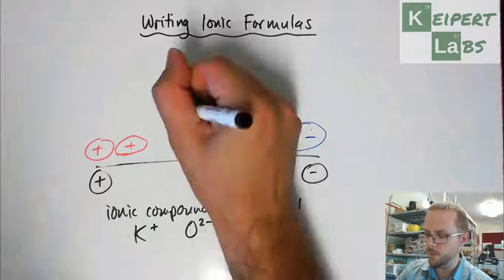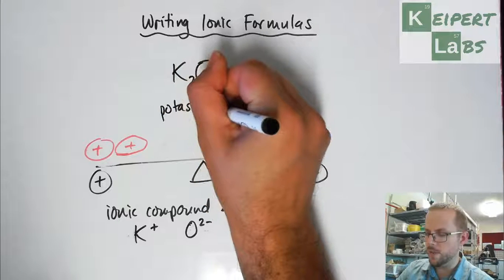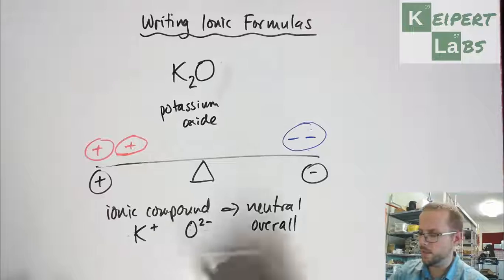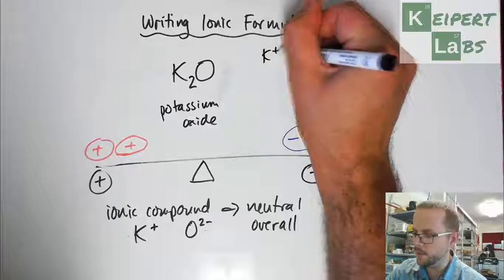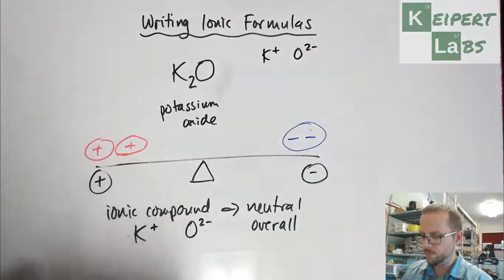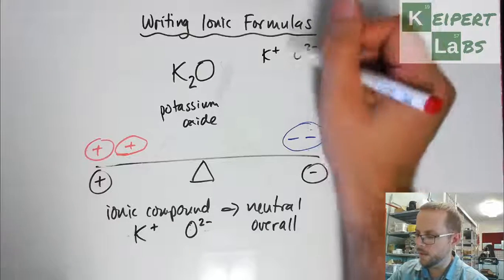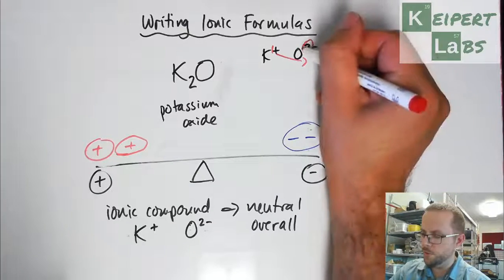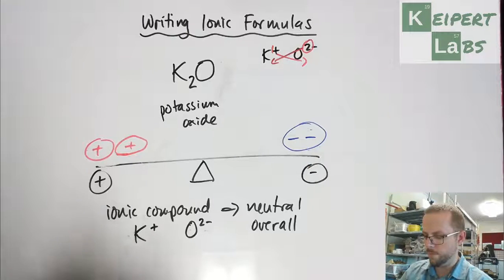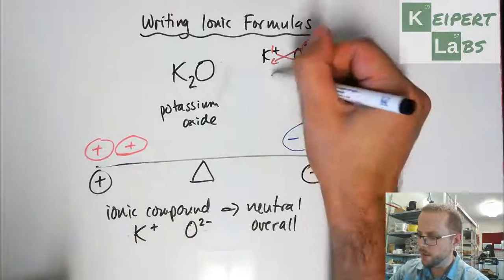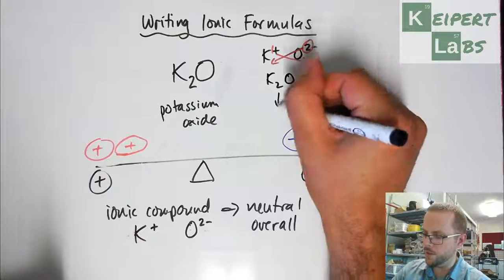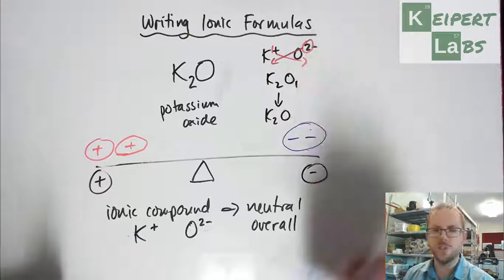Okay, so this is potassium oxide, and then I'll show you how we can use our crossover technique to get to the same result. So if I had K plus and O2 minus, okay, my 1 plus can come down over here, my 2 from my 2 minus can come down over here, and so I end up with K2O1, and then I just get rid of my 1 to make K2O.